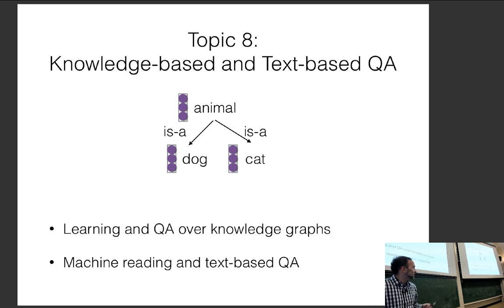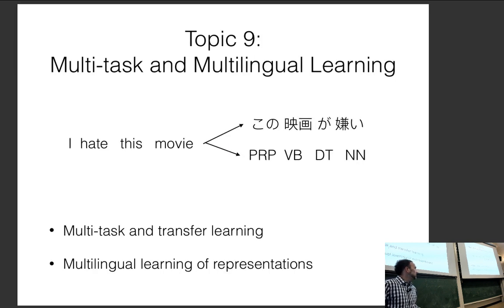Machine reading in text-based QA is where you have text. You want to read the text, extract information from it, and answer questions about that information. And finally, multitask and multilingual learning. So how can we apply these methods to learn over different tasks and maybe learn over different languages.